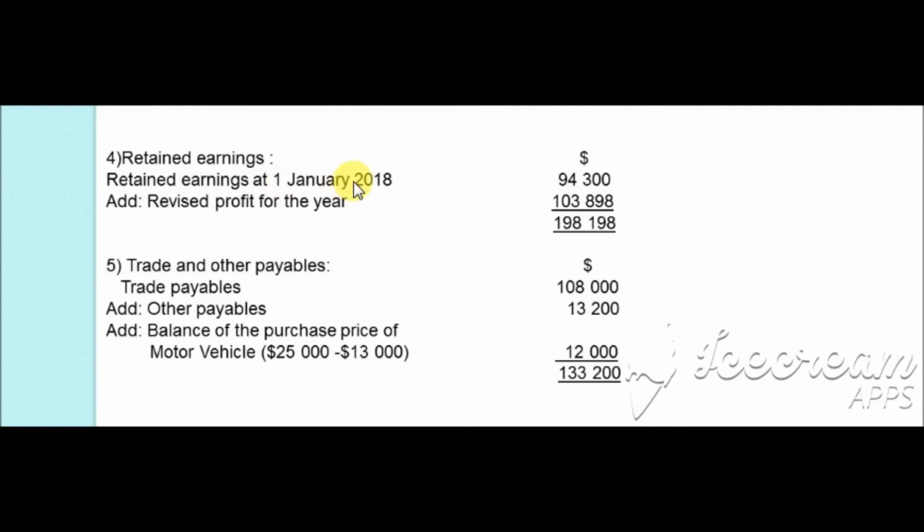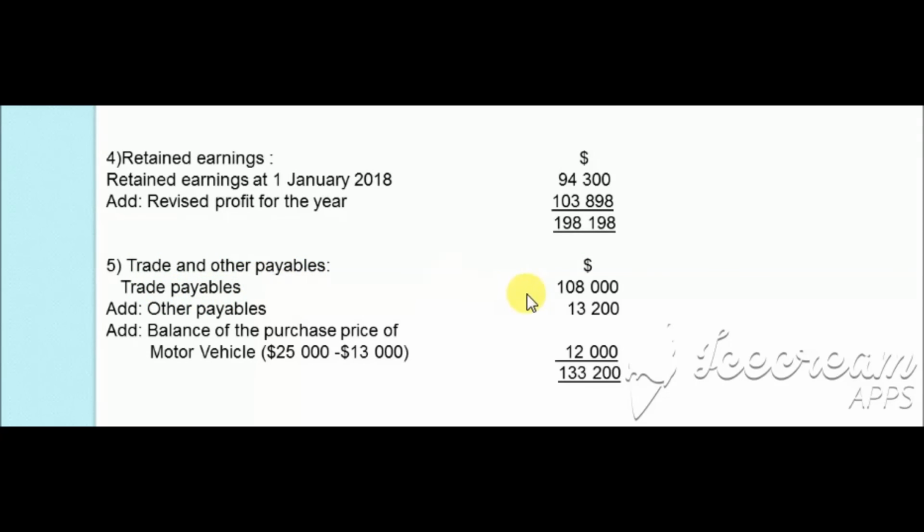Now let's calculate the retained earning. The retained earning at 1st January 2018 was given as $94,300. The revised profit for the year, which was calculated in the B bit, was $103,898. We get the retained earning as $198,198.